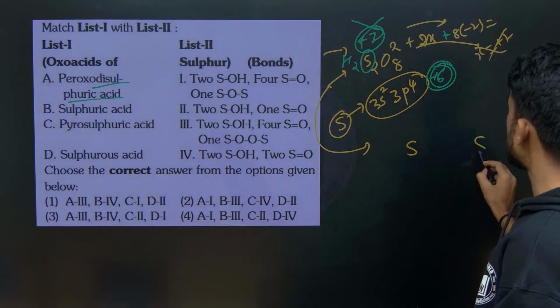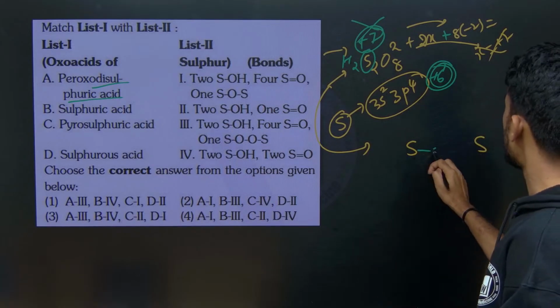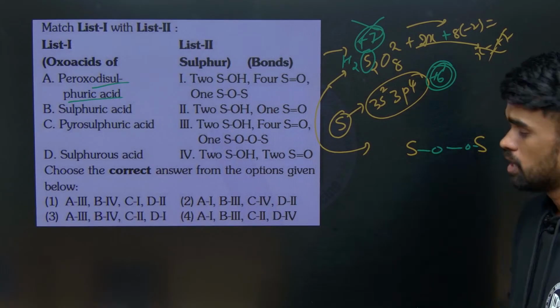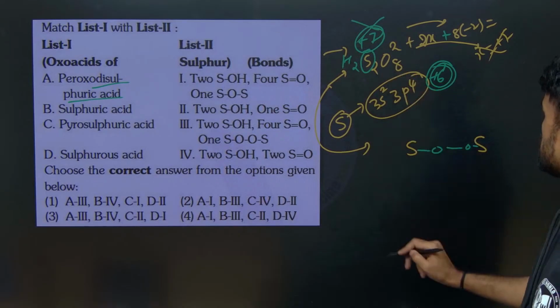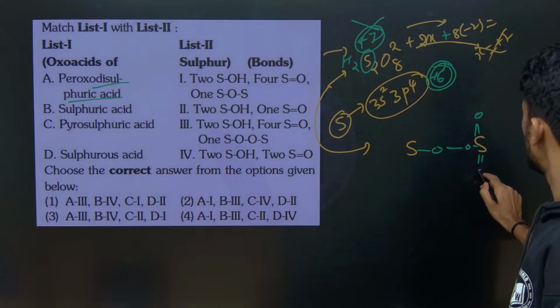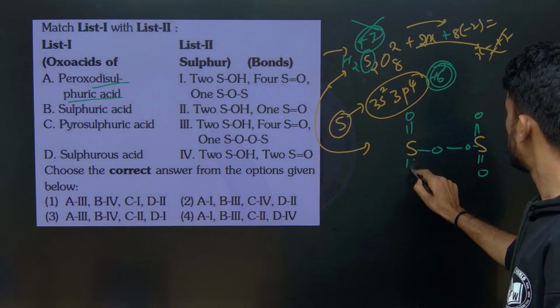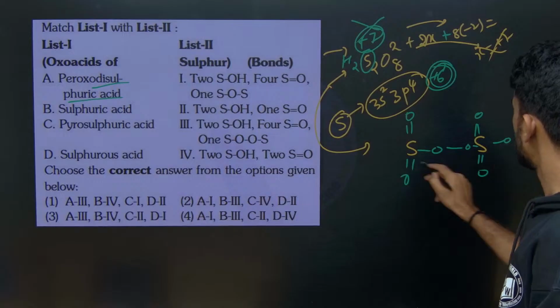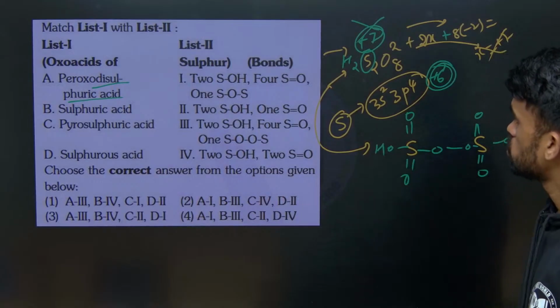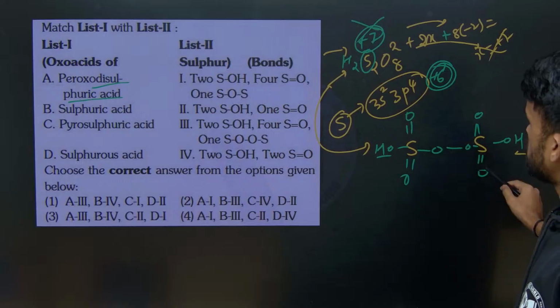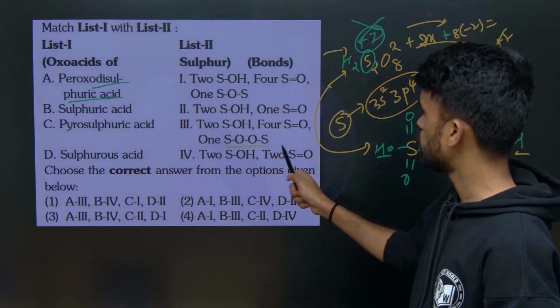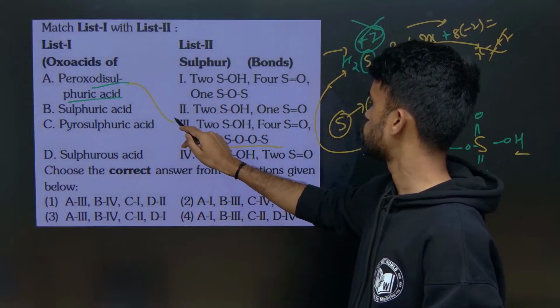So I am writing S and S, with a peroxy bond between them like this. Yes, done. Next, how many oxygens still need to be placed? 6, right? 1, 2, 3, 4, 5, 6. So this is the structure. It has 2 OH, 2 SOH and 4 SO groups and 1 OSO. So A3 you should choose.